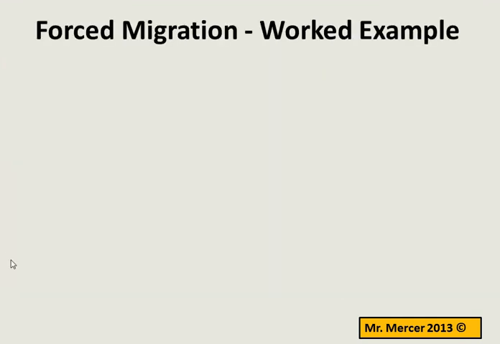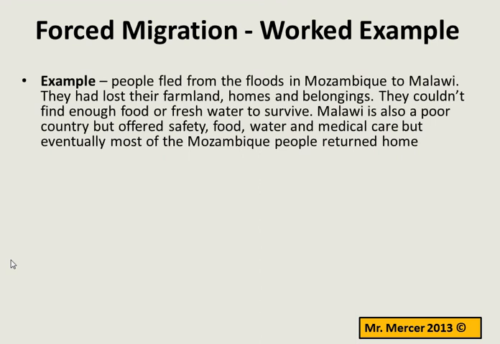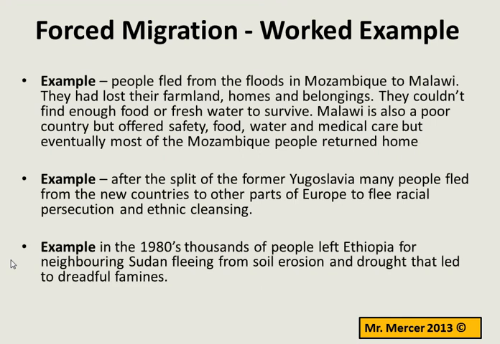A worked example of this. Here are three. Mozambique to Malawi. Due to flooding, the people in Mozambique had lost their farmland and homes. They couldn't find enough food or water, so they moved to neighbouring Malawi. It's also a poor country, but it offered safety, food, water and medical care. Most of the people eventually returned home.